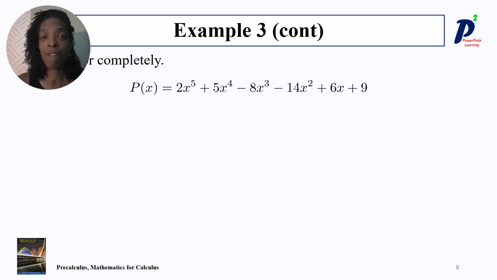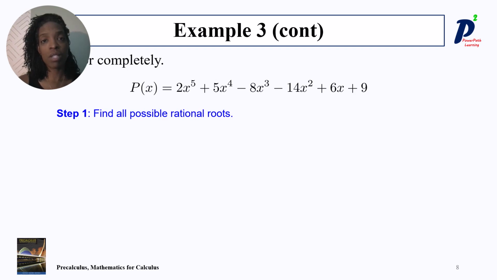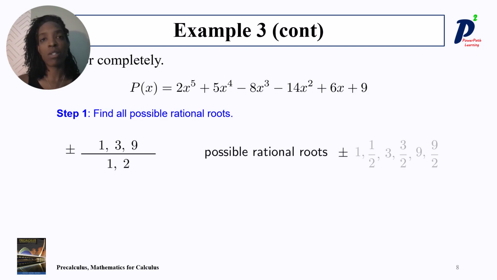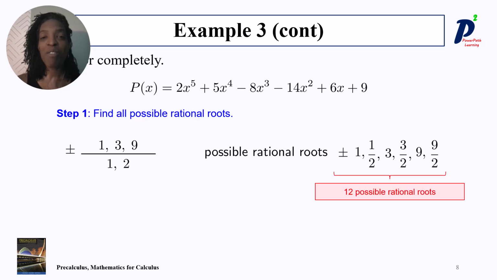In our third and final example, we are asked to fully factor a fifth-degree polynomial. So we begin by finding all of our possible rational roots. Now remember, that's the factors of my constant term over the factors of my leading coefficient. I have 12 possible rational roots if you take into account the plus and minus signs. So I need to have some strategies about how to approach this. Otherwise, I'm going to be testing solutions forever.